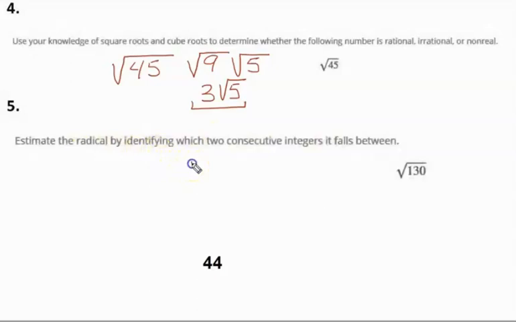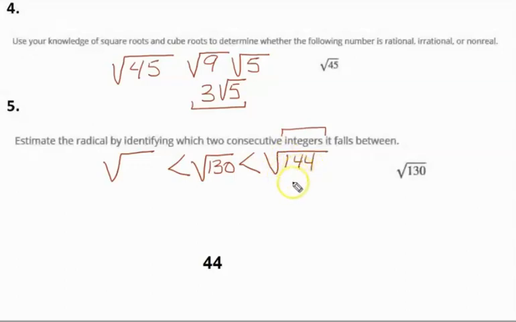Now, we're looking at the square root of 130. This would be less than something here, and that would be greater than something here. So they're asking for integers. So what would be the next perfect square above 130? And if you're thinking 144, that would be good. And that is 12.